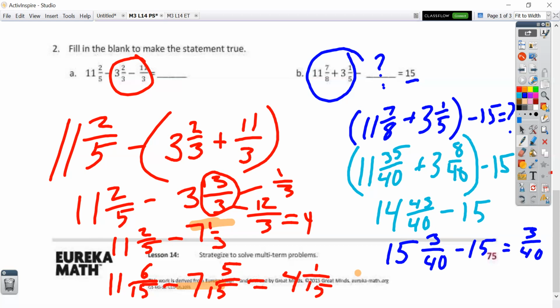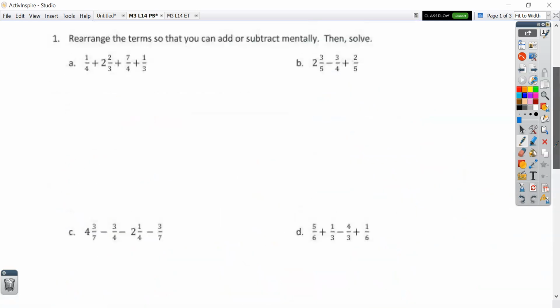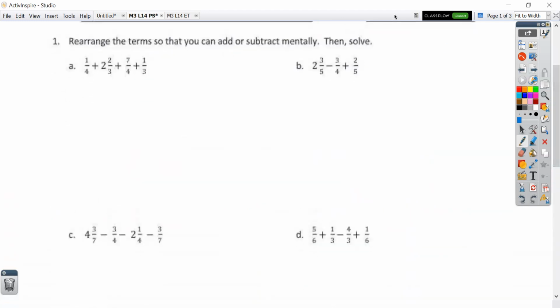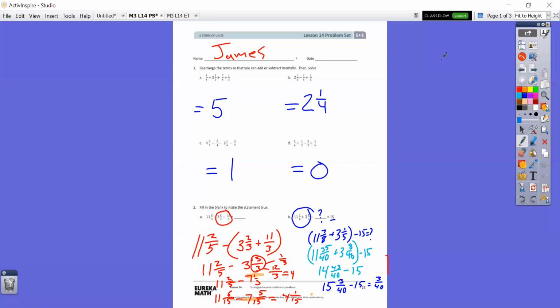Great job. So pause me and I'm going to write down the answers for the questions above. And then please check yourself and do your best. All right, please check your work. I just wrote the answers. I did not show the regrouping of our like units and doing it mentally. But I would like to see the work on your exit ticket, please.